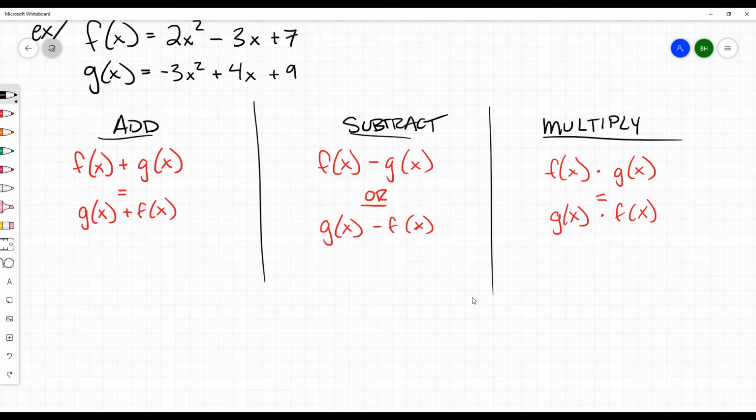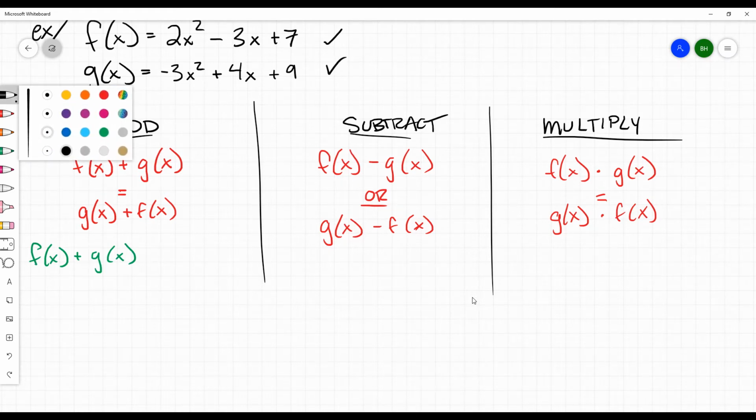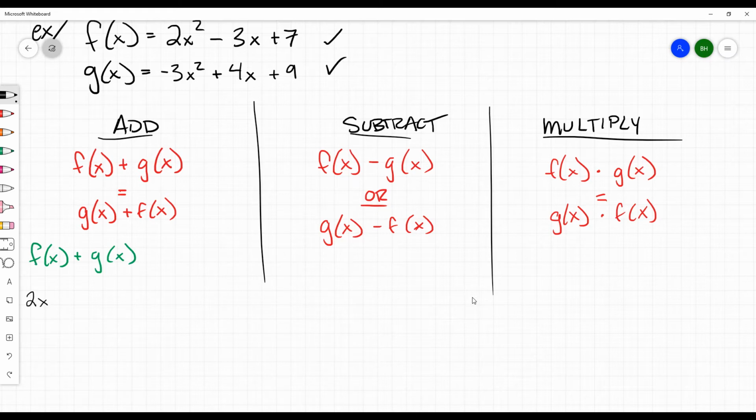Okay, so in this first one, when we're adding, let's say we do want to look at f of x plus g of x. Okay, so in this example, let's do f of x plus g of x, which means that we're going to need to take both of these functions, the first one and the second one, and then write them out in a way where we can add them together. So we'll get 2x squared minus 3x plus 7. And then I like to keep the first one outside of the set of parentheses, but then put the second value in the set of parentheses. So we'll have a negative 3x squared plus 4x plus 9.